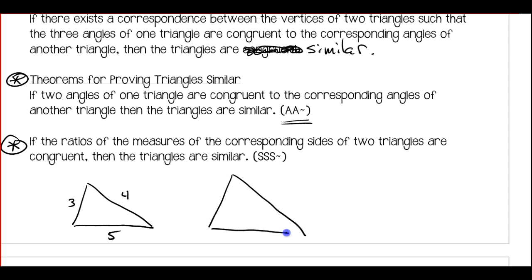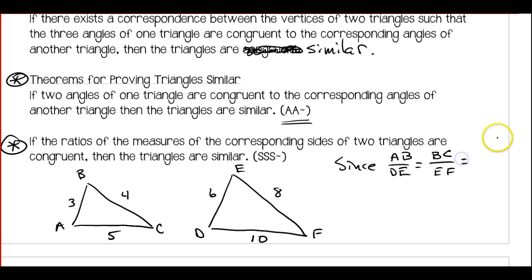And then I have another triangle over here, and this is 6, and this is 8, and this is 10. So we've got ABC, and I've got DEF. Since the ratio of AB to DE is equal to the ratio of BC to EF, which is equal to the ratio of AC to DF, all these ratios are the same. They all happen to be 1 to 2.